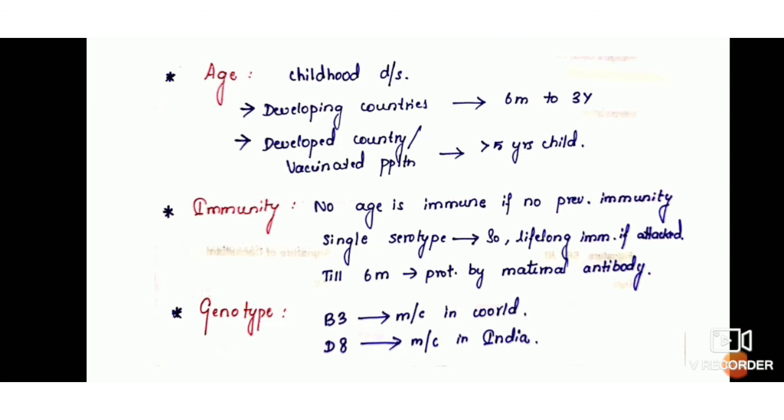In measles there is only a single serotype, so once you are infected you have lifelong immunity. Before 6 months, children are protected by maternal antibody, so before 6 months there is no risk of measles. Regarding genotype, there are many genotypes around the world. We just have to know that the most common globally is the B3 genotype, and in India it is most commonly the D8 genotype.